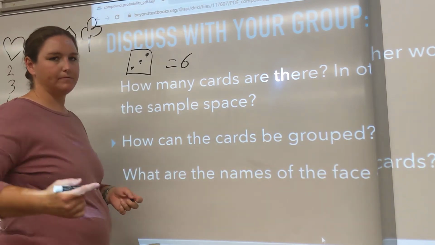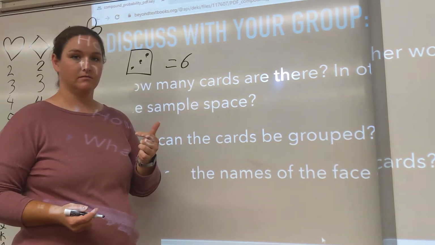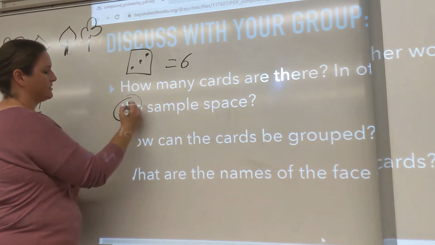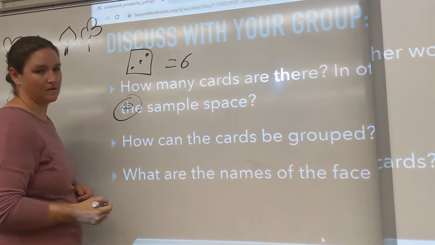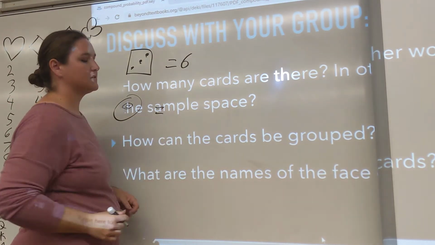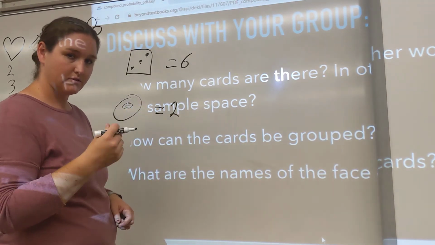Okay? How about if we flip a coin? How many sides are there on a coin? What would our sample space be? So we have our sample space, and here's our guy here. Obviously this is heads. So our sample space for that would be 2, right? There's 2 sides on the coin.